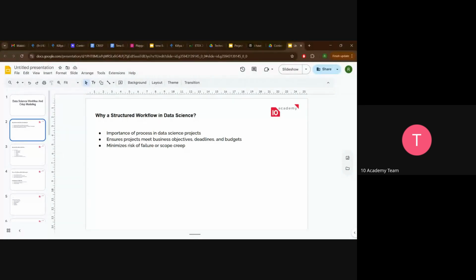Okay. So, the importance of process in the data science workflow. What is the point, or what do we need? Why do we need to follow some processes? The first one is we need to ensure projects meet business objectives, deadlines, and budgets. We're going to deal with projects that are going to bring some enhancement or improvement to the business, and we're also going to be given a deadline for that specific project. So we need to meet that deadline, and there's also a budget. How are we going to be able to meet those specific requirements of the business with our work? So we need to prepare a workflow or a process.